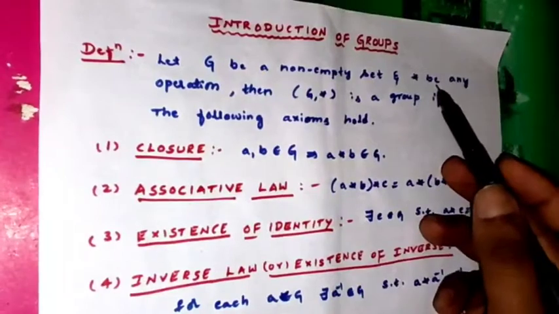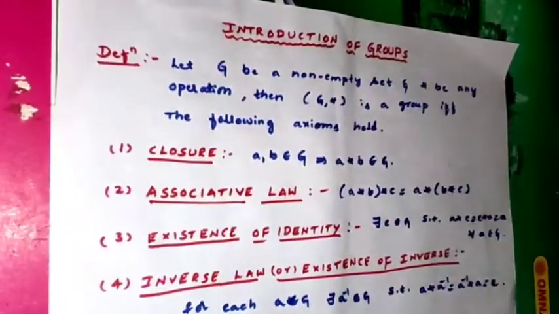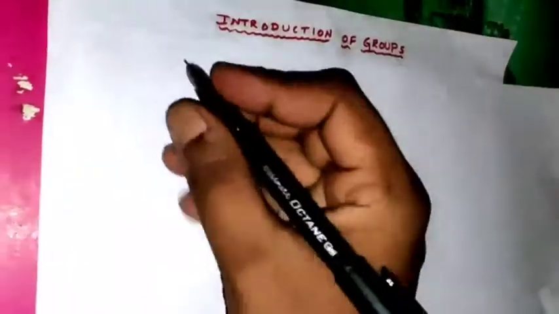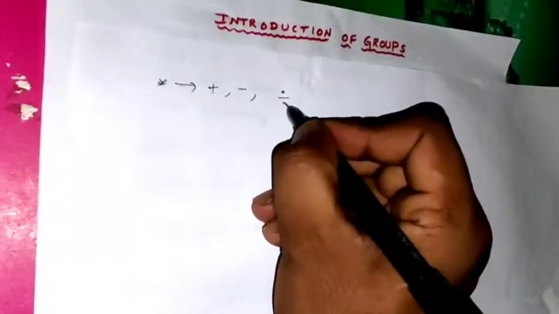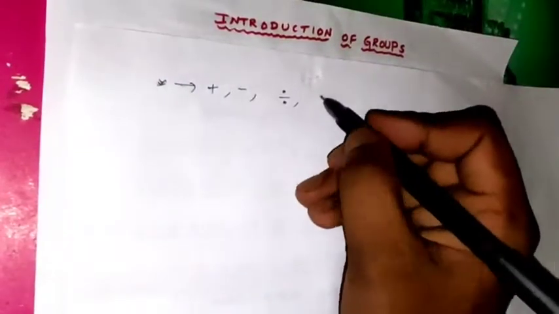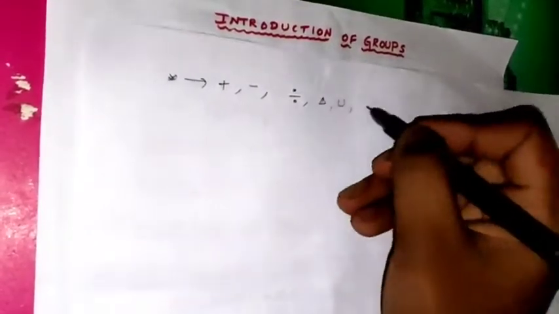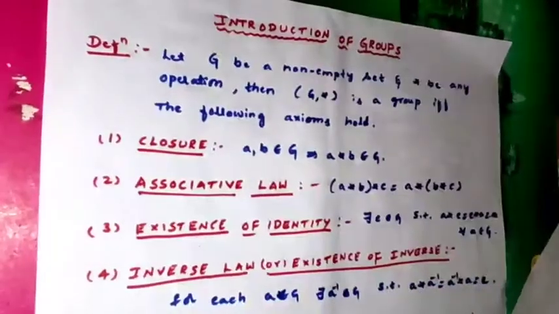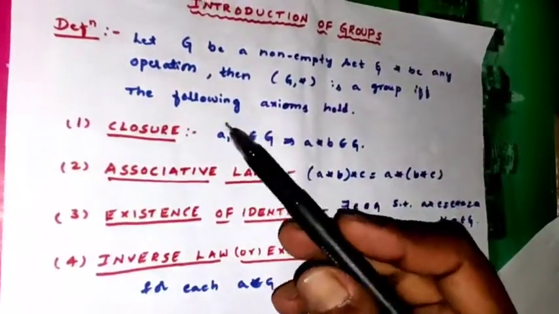We take an operation. Star be any operation. Suppose star is plus, or minus, or division, or symmetric difference, or union, or intersection, or the multiplication operator. We take star to be any operation, and it should satisfy the following axioms.